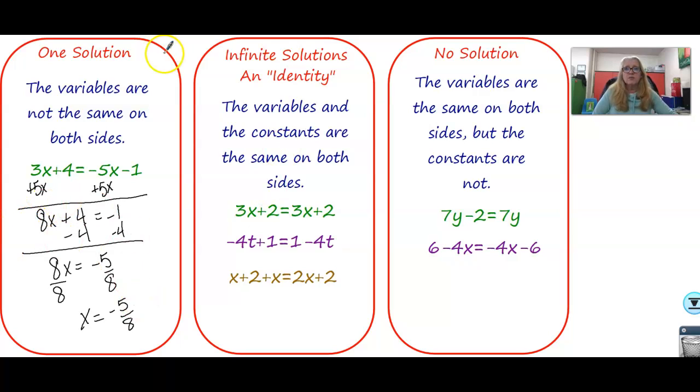You'll know you have a one solution equation if the variable on the left-hand side and the variable on the right-hand side do not match. Infinite solutions are also called an identity. An equation with infinite solutions will be called an identity.